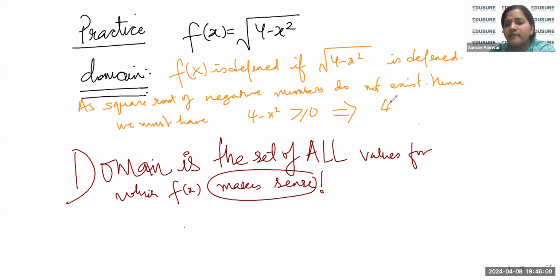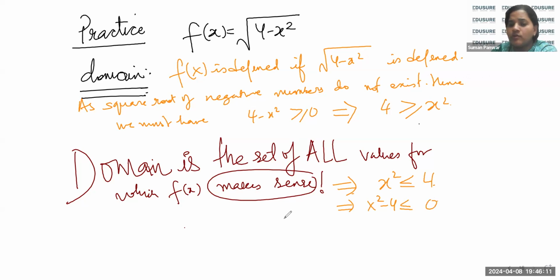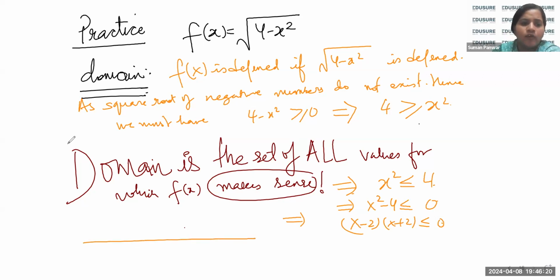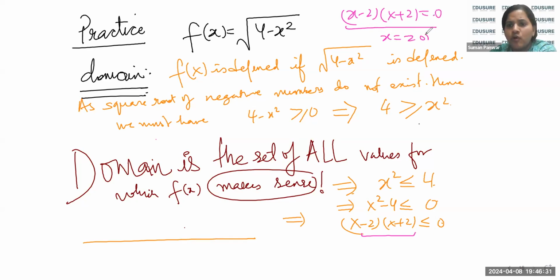This implies that 4 has to be greater than or equal to x square. This implies that x square is less than or equal to 4. This implies that x square minus 4 is less than or equal to 0. This implies that (x minus 2)(x plus 2) is less than or equal to 0. So basically, what we do, if you do not know, सबसे पहले तो इसको 0 पे देखेंगे. (x minus 2)(x plus 2) equals 0. So this will happen when x equals 2 or minus 2.